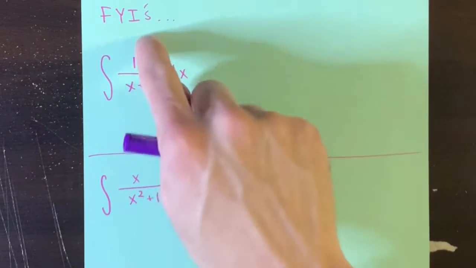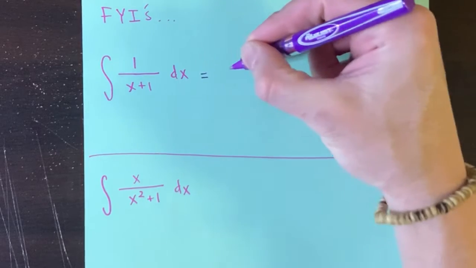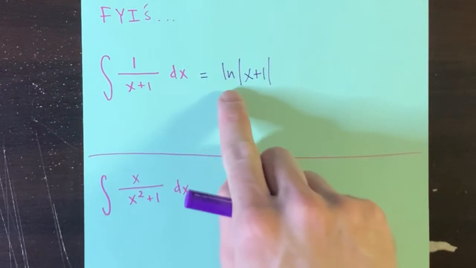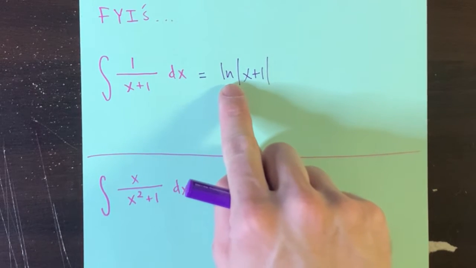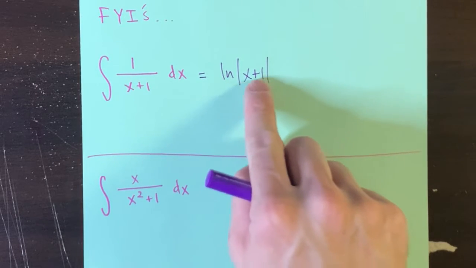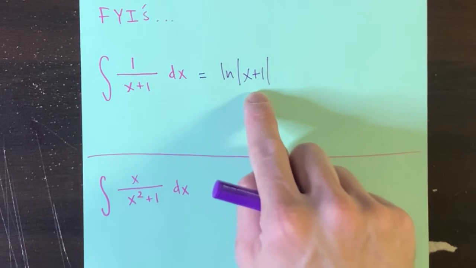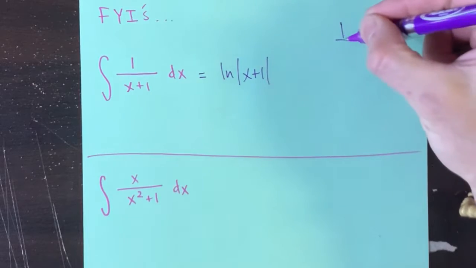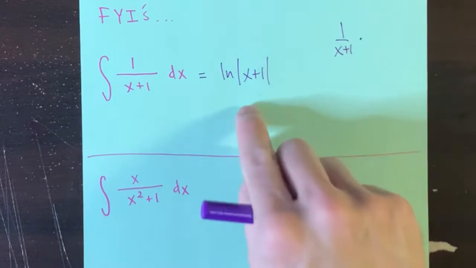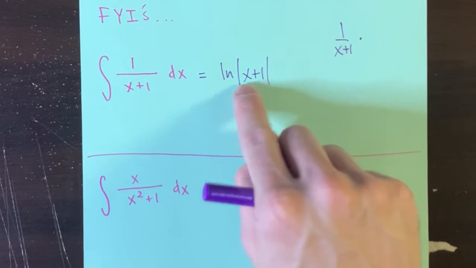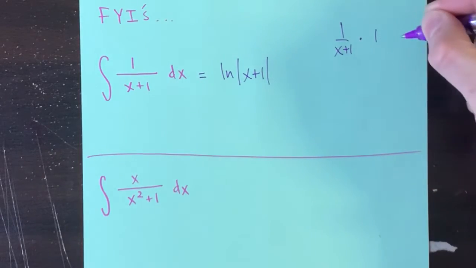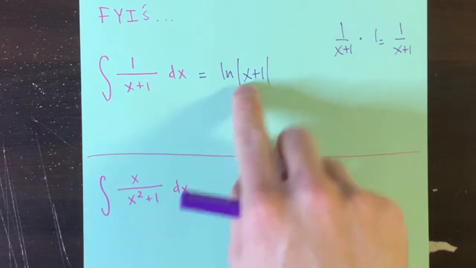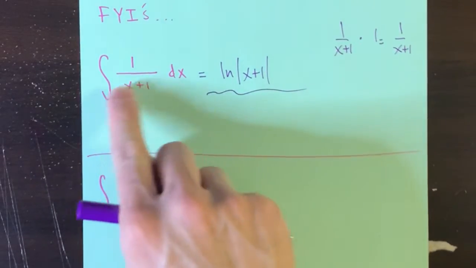So the integral of 1 over x plus 1 dx, that's actually just the natural log of x plus 1, because if you take the derivative of this, remember that the derivative of natural log is just the reciprocal of whatever this is. And that would just be this, right? Because the derivative of that would be 1 over x plus 1 times the derivative of the inside by the chain rule, but the derivative of the inside is just 1, so it's 1 over x plus 1, which is exactly what that is. So let's just keep that in mind. That's the integral of that.